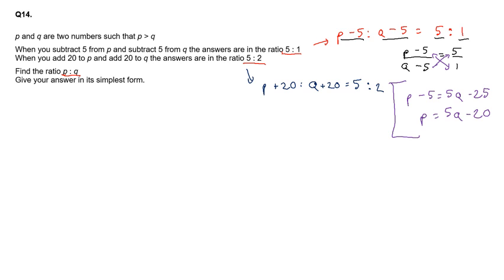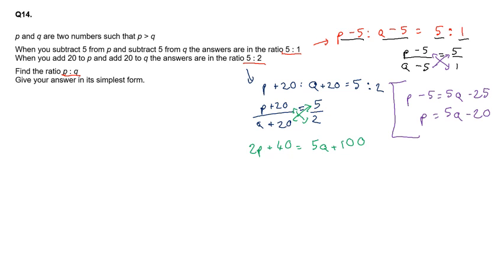Over here, let's write this one as a similar equation. So I can get P plus 20 over Q plus 20 equals 5 over 2. I can then cross multiply like this. And when I do that, I'm going to get 2P plus 40 equals 5Q plus 100. And now we've got to that stage, we've got enough information to solve.